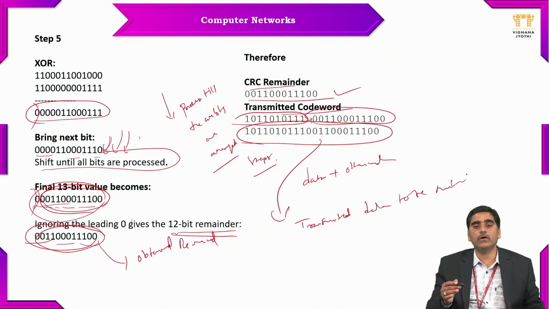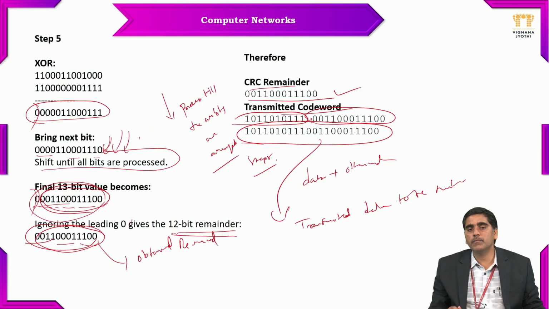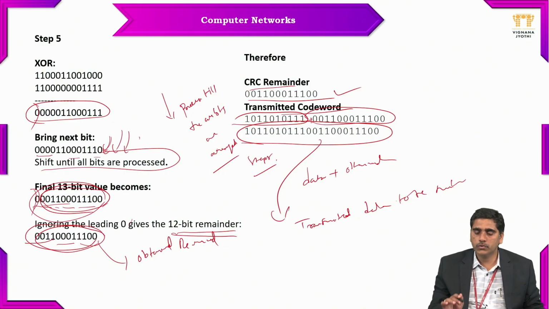Like this you can compute the CRC-12, CRC-16 and CRC-CCITT processes. We need to perform all the operations until all the bits are engaged. Once all the bits are engaged, the final value becomes a 13-bit value for CRC-12. Only then will you obtain the remainder. After obtaining the remainder, it is added to the data, and that will be the transmitted code word.